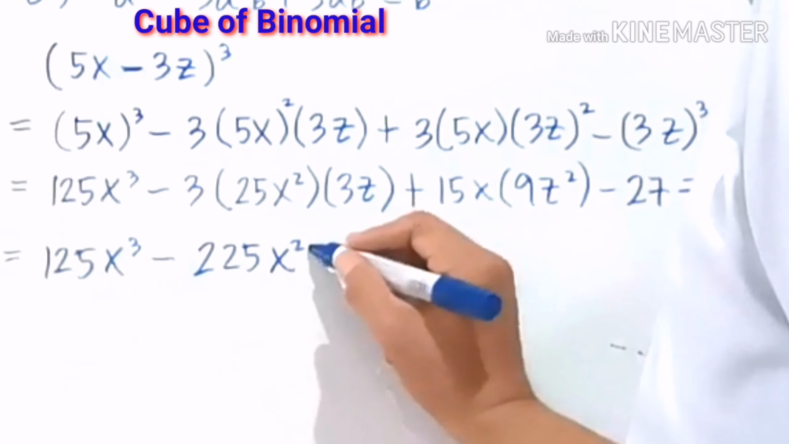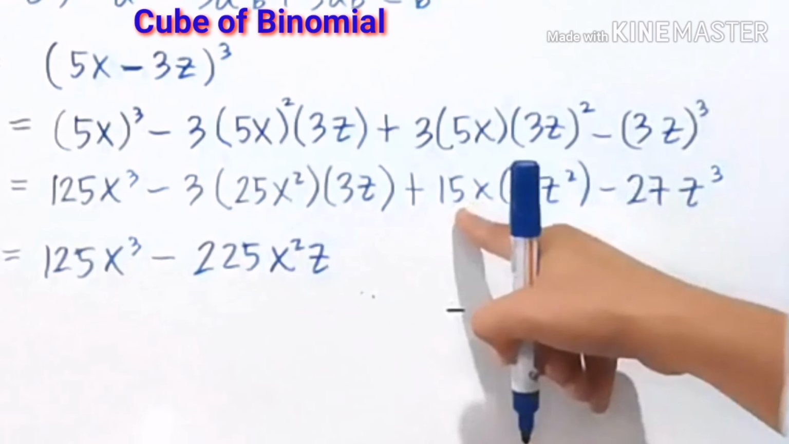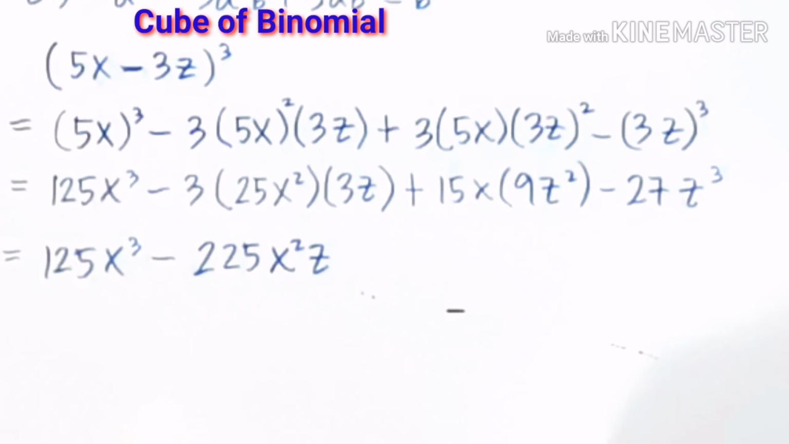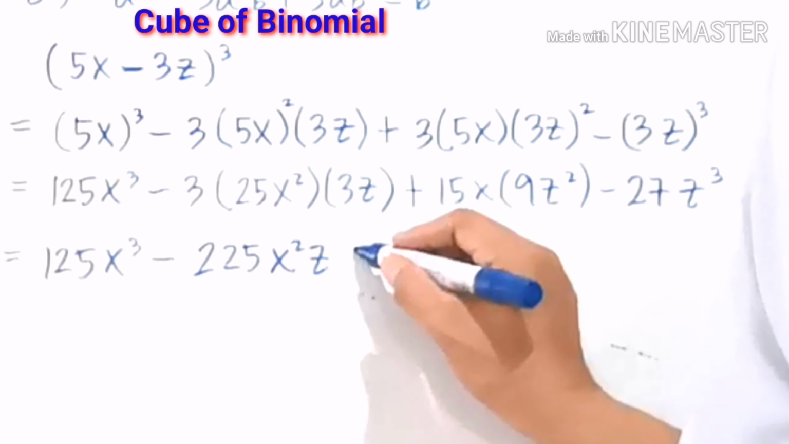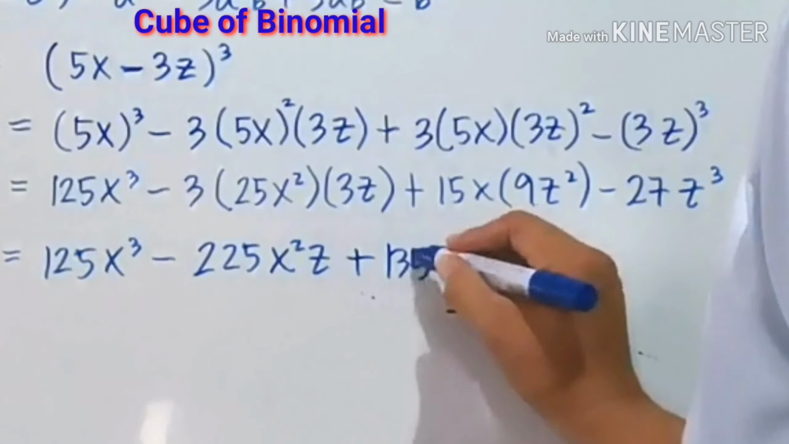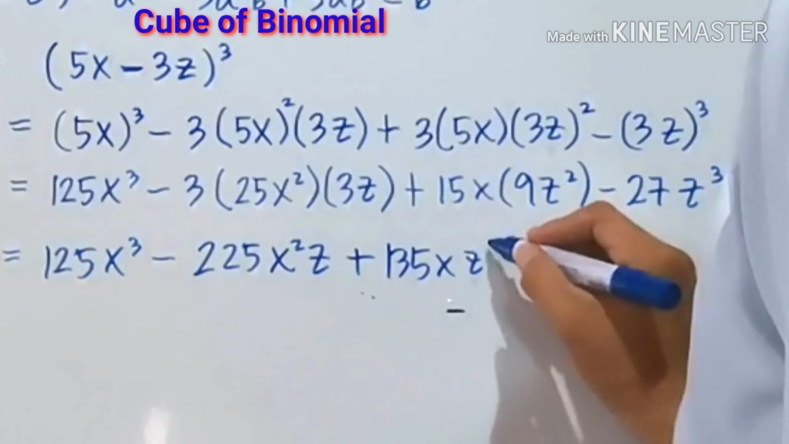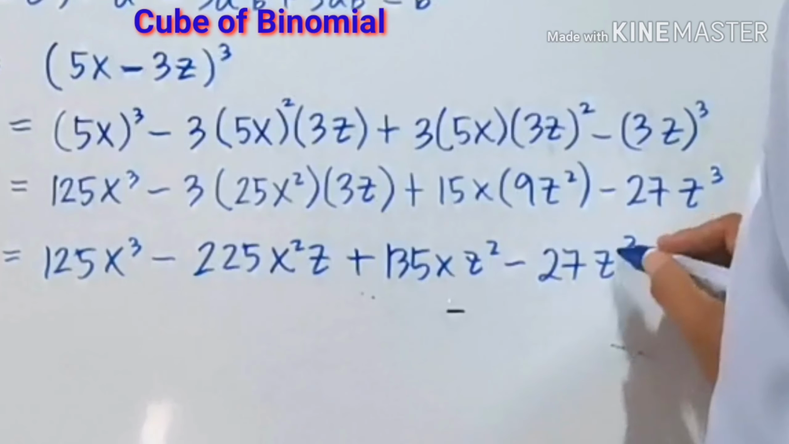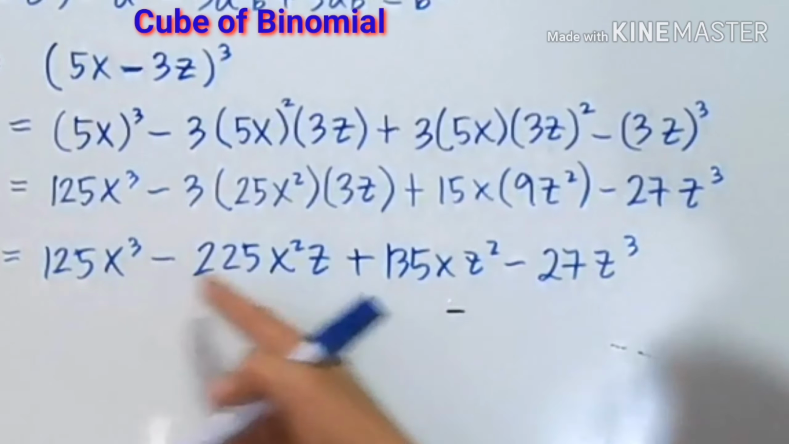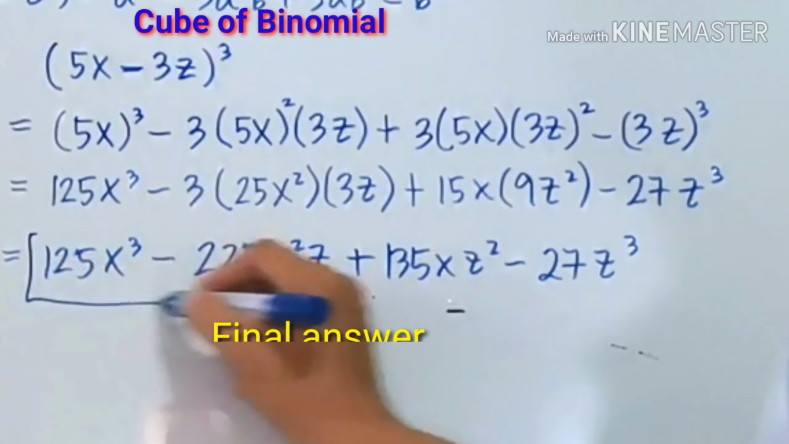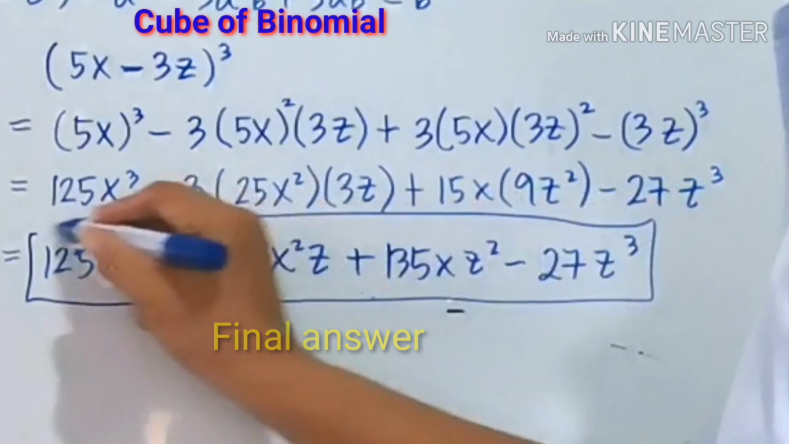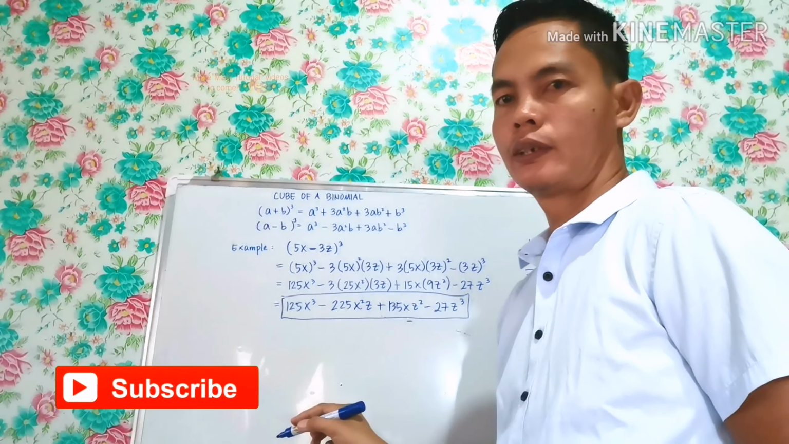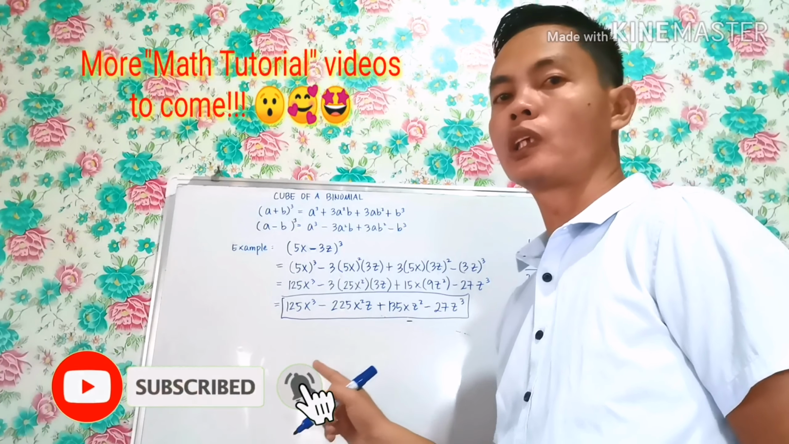x squared z. So again, we will multiply 15 and 9. We have 135xz squared, subtracted by 27z cubed. So if we have no similar terms, this will be our final answer. So that's it for this particular formula.